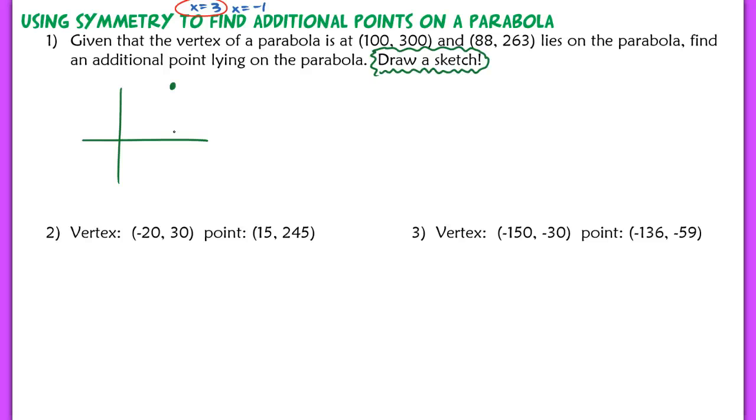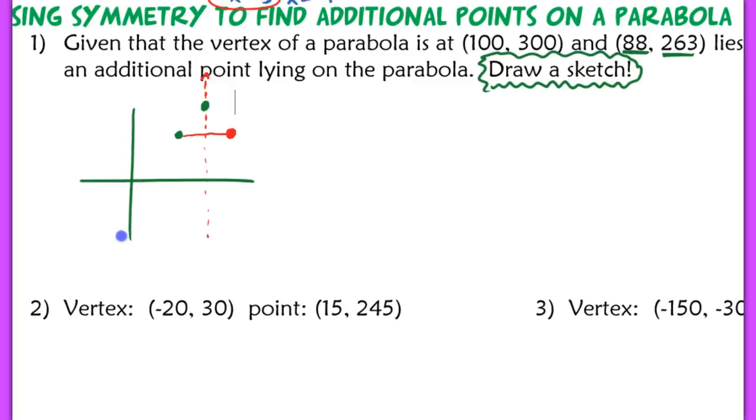Now the point (88, 263) lies on the graph of the parabola, and that point would be somewhere to the left and below it, right? It's to the left because this value is smaller than 100, and it's below it because 263 is less than 300. Which means if we're going to use the axis of symmetry idea, another point on the graph would be somewhere over here. It's going to be in the horizontal direction, but right across from that point. So now we're going to use the idea of symmetry to calculate the exact coordinates.